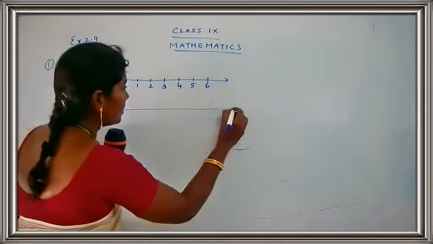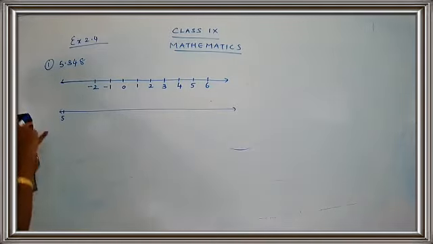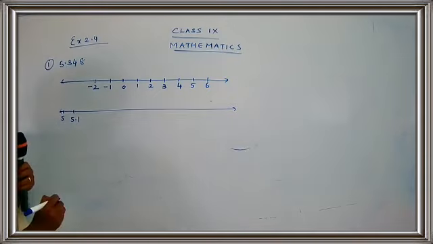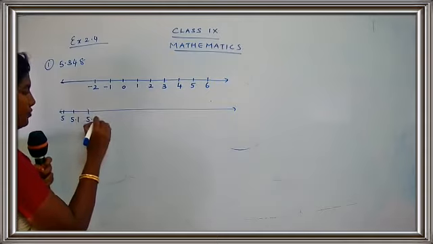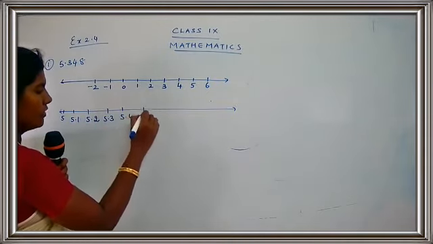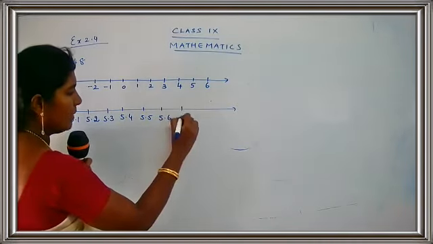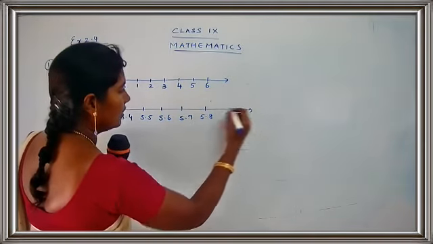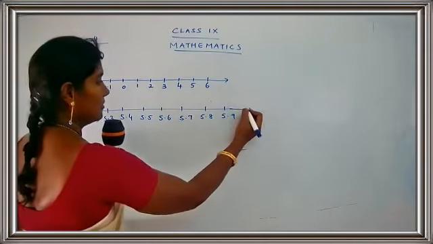See here, children? So here you write down 5. The first number will be taken as 5. And after 5, you have to write 5.1. Remember, children? So what are you going to write? 5.1, then 5.2, then 5.3, 5.4, 5.5, 5.6, 5.7, 5.8, 5.9, and at the last 6.